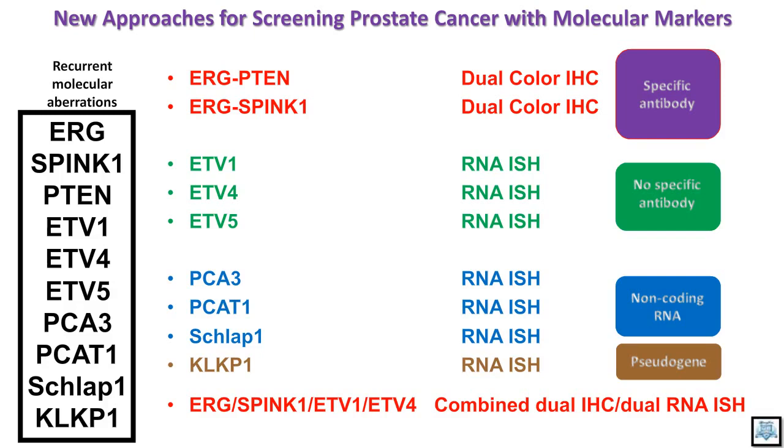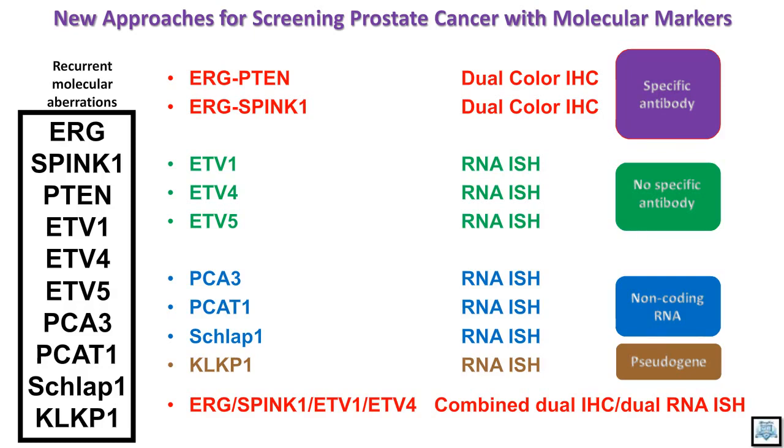Since we have this many markers, including non-coding RNAs, we cannot develop a method that can be performed by a single approach. For example, we cannot do it just by immunohistochemistry. So we have to develop both RNA hybridization and immunohistochemistry, depending on the availability of the antibodies. Here, for ERG, SPINK1, and PTEN, we have good antibodies, so these can be used for immunohistochemistry. For all other markers, we don't have good antibodies, and they can be detected only by RNA hybridization.